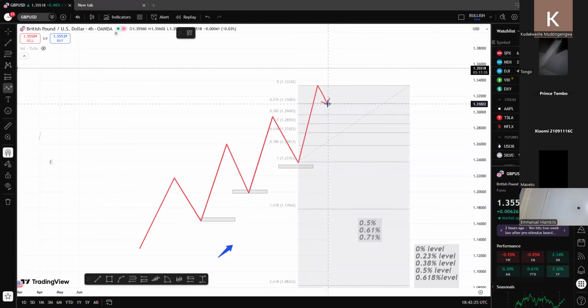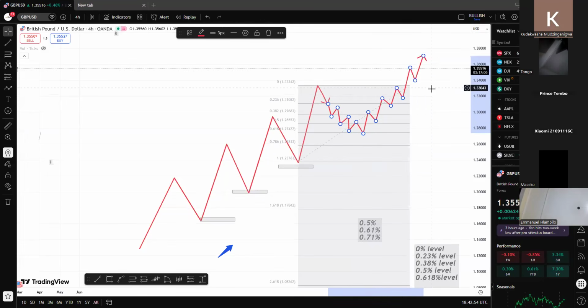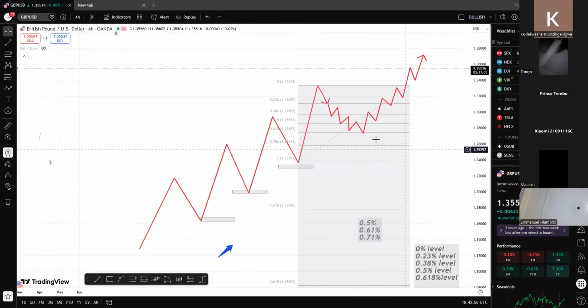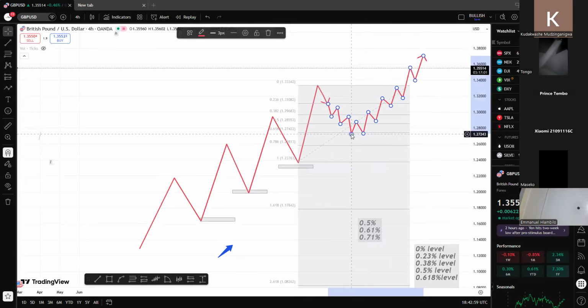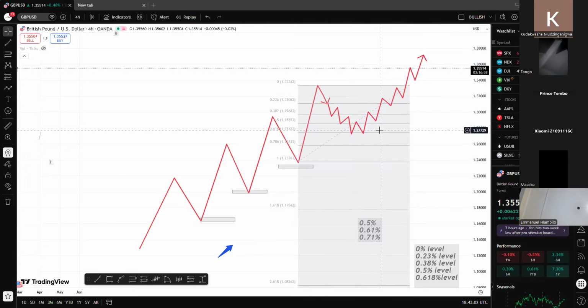So what we expect to see now is lower time frame market structure approaching our levels. And when it approaches our 0.5 or our 0.618, the only confirmation that we need is a break of market structure and a continuation with the alignment of the trend. If you master this only, you've mastered how to enter with the fib.